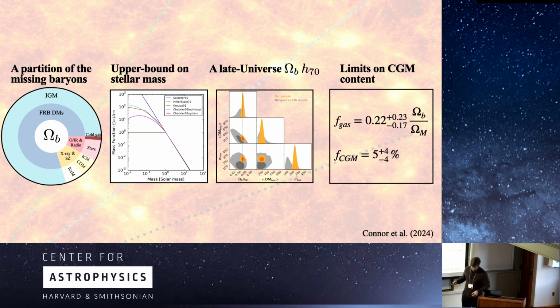So just to summarize these findings from a sample of 50 localized FRBs, we have this partition of the universe's baryons, fully accounting for omega B in total. We get this fun little constraint on the initial mass function, ruling out very steep bottom-heavy IMFs. We get omega B to 10%, in agreement with early universe constraints like Big Bang nucleosynthesis and the CMB. And then finally, kind of by process of elimination, we can put constraints with very wide error bars on the total gas content of the CGM, at least the portion of the CGM that can contribute to the dispersion measure of FRBs.